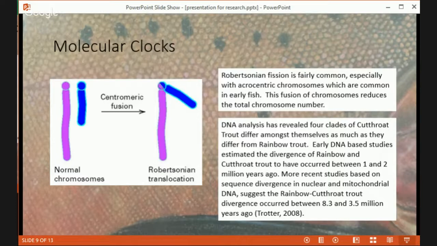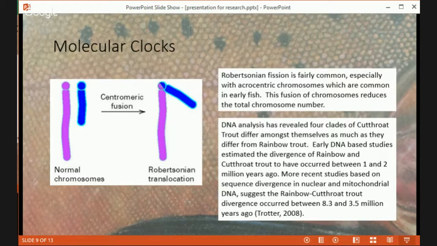And so a Robertsonian fusion is where two different chromosomes fuse, and this generally happens at the centromere, and it happens more easily with acrocentric chromosomes, so they have a centromere on the end, and fish, especially the older fish species, have more chromosomes with the centromere at the end.